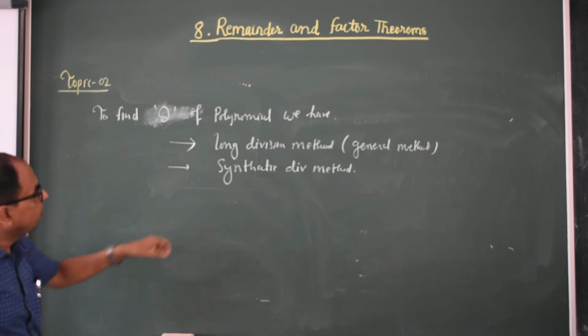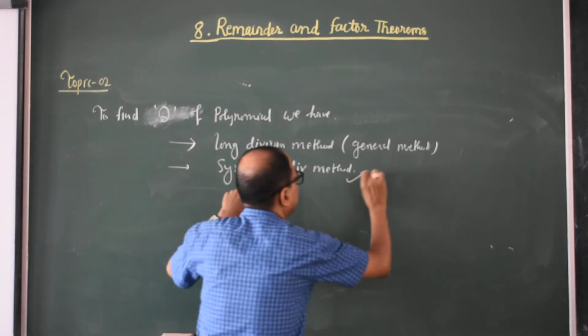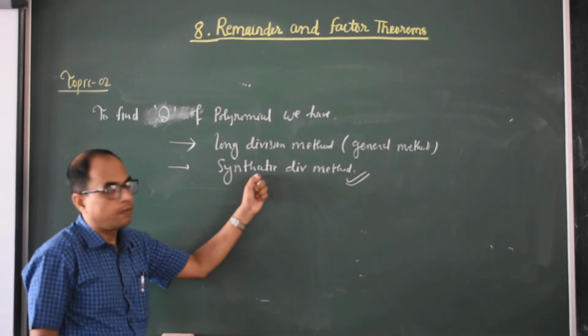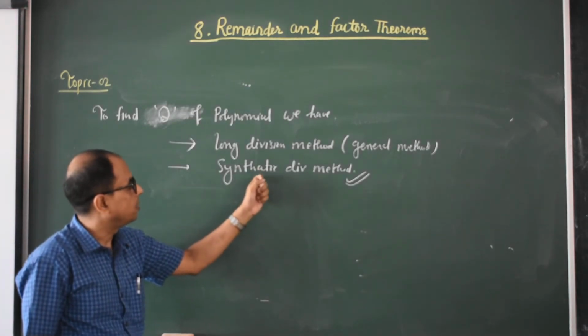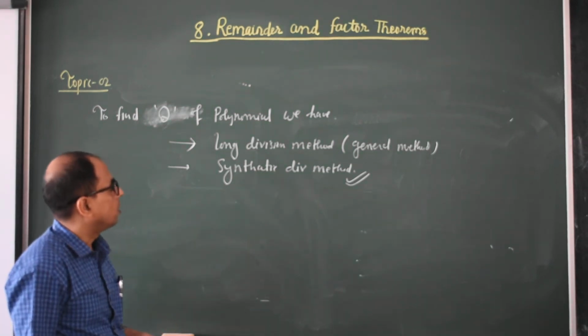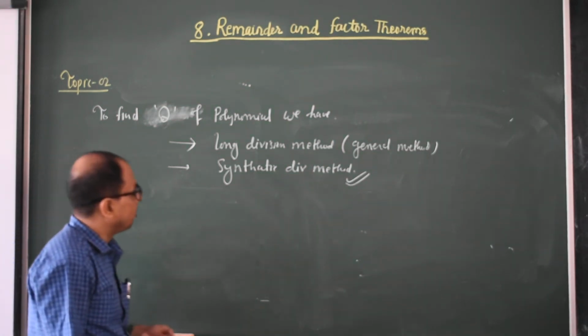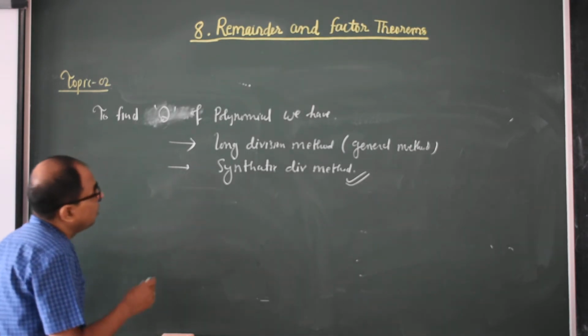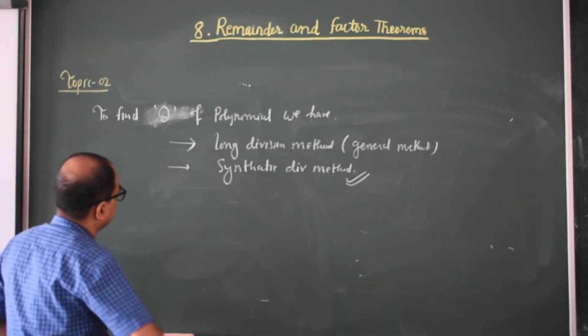So here we will prefer this method. We will prefer the synthetic division method. Why? Because it is time saving. Clear? Less time will be taken by this method, and also there will be no calculation mistake in the synthetic division method. So let us recall the synthetic division method.